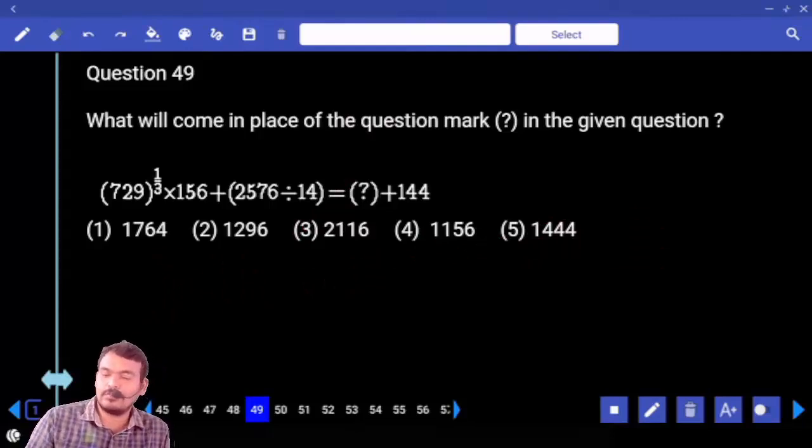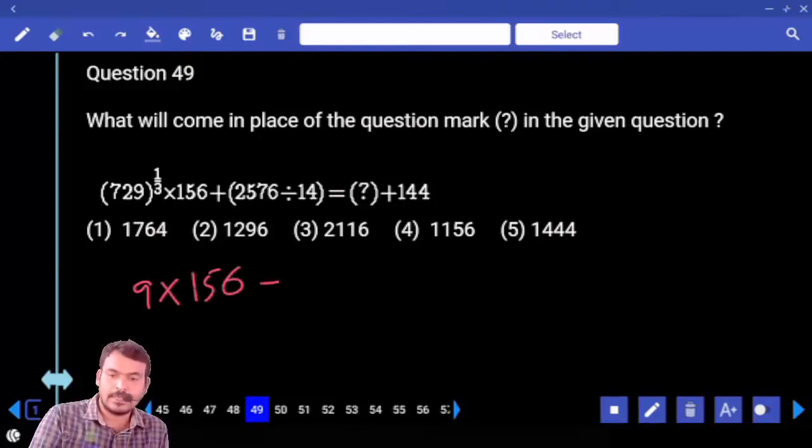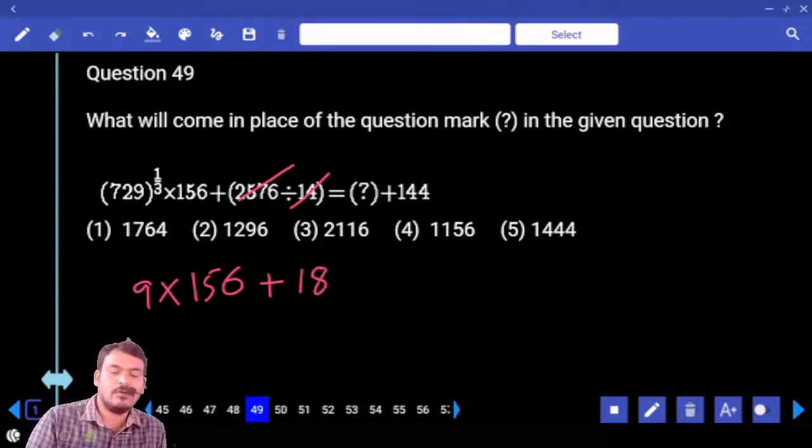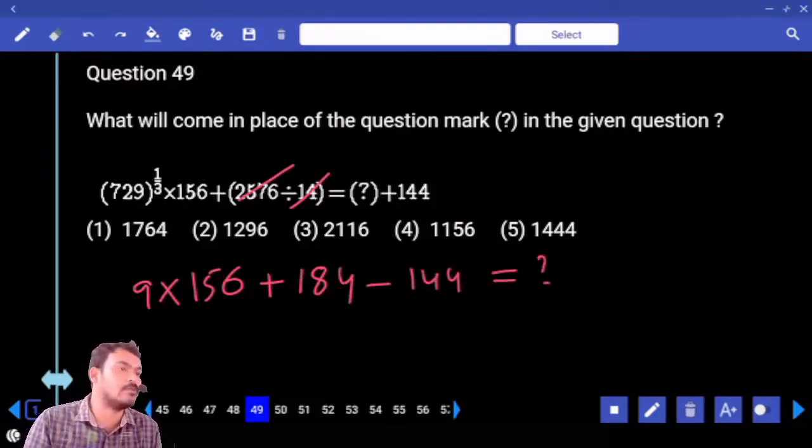729. It is which one cube? 9. Means first value we are getting 9 into 156 or not? Plus 2576 divided by which one? 14 or not? 14 how many times? 1 time. What is the remaining value? 117. 14 8 is how much? 112. What is the remaining value? 56. 4 times or not? Okay. Minus 144 equal to something or not?